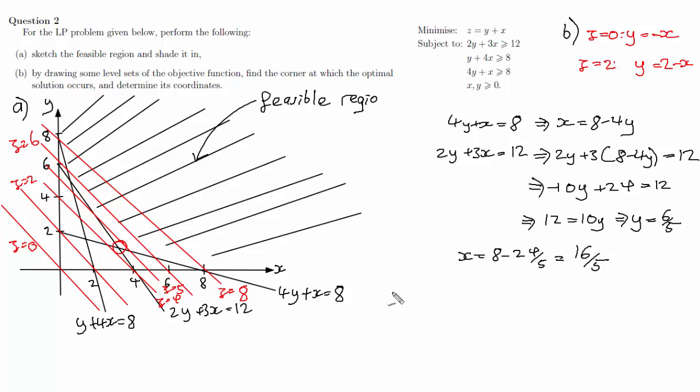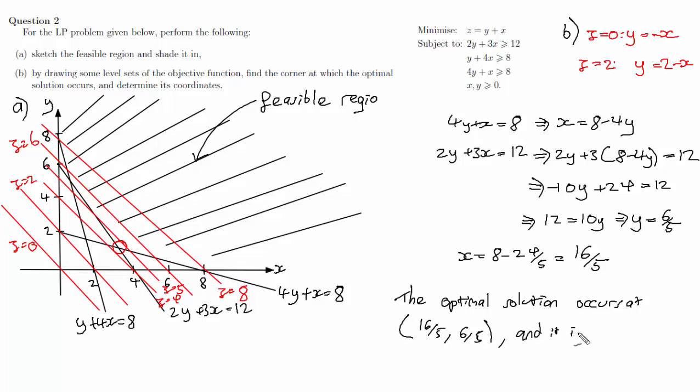We found the coordinates for it, so we have a final statement. The optimal solution occurs at 16 on 5, 6 on 5. And the question doesn't ask for it, but it's pretty easy to say what that solution is. We just substitute these values into the original objective function, and it's easy, we just add them together. So z is equal to 22 on 5. Beautiful. Oh, there should be region up here.